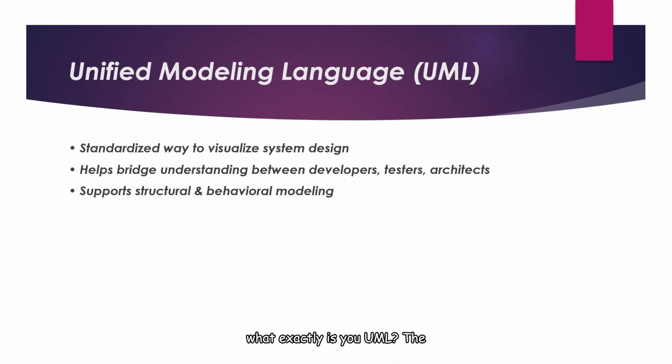So what exactly is UML? The Unified Modeling Language is a standardized way to describe and document the structure and behavior of a software system. It's like a blueprint that helps software engineers, architects, testers, and even business analysts get on the same page. Originally developed to consolidate different modeling methods into one standard, UML has become the go-to modeling language in software development. It allows us to think visually, turning abstract requirements and code structures into concrete, communicable diagrams.